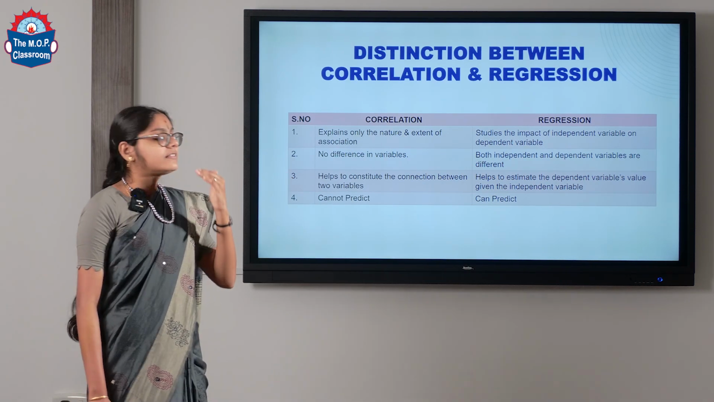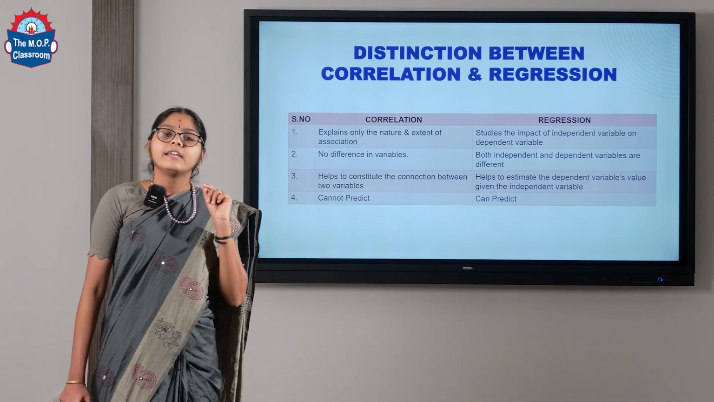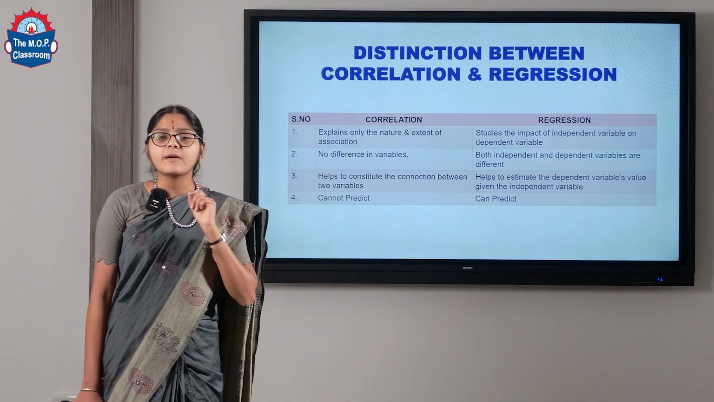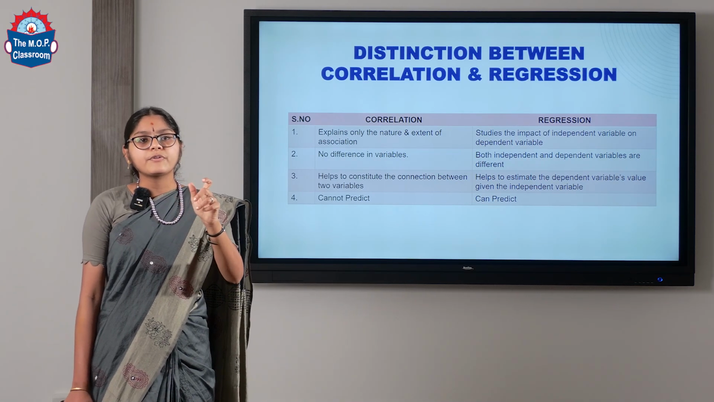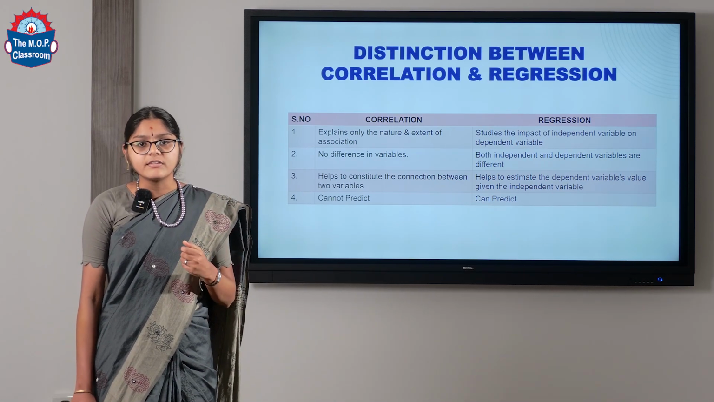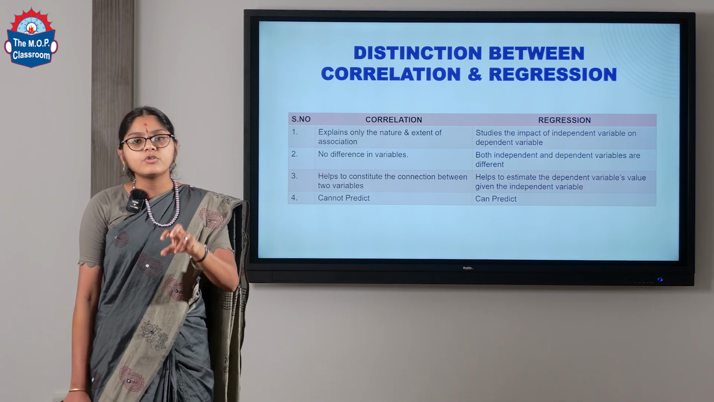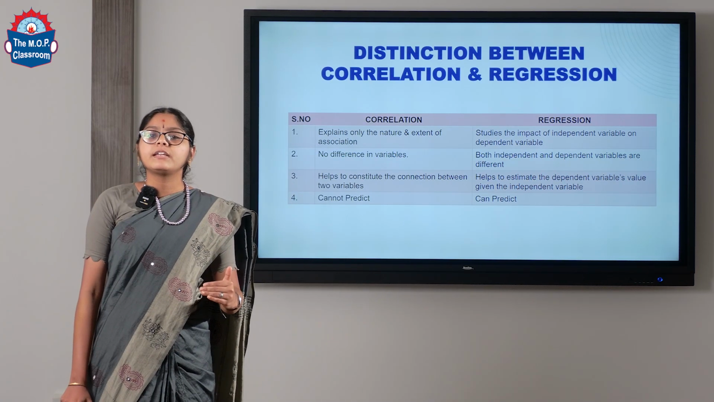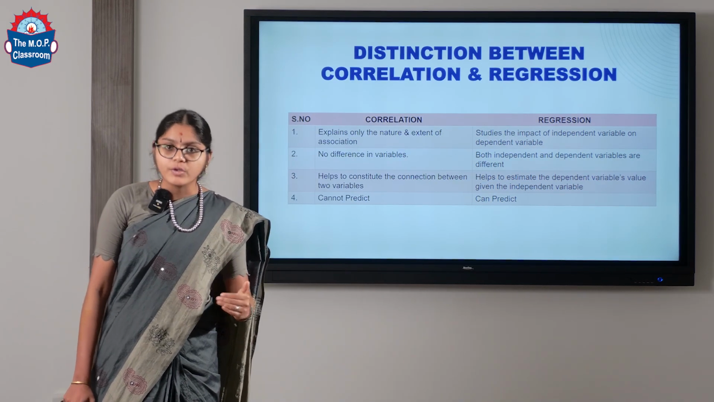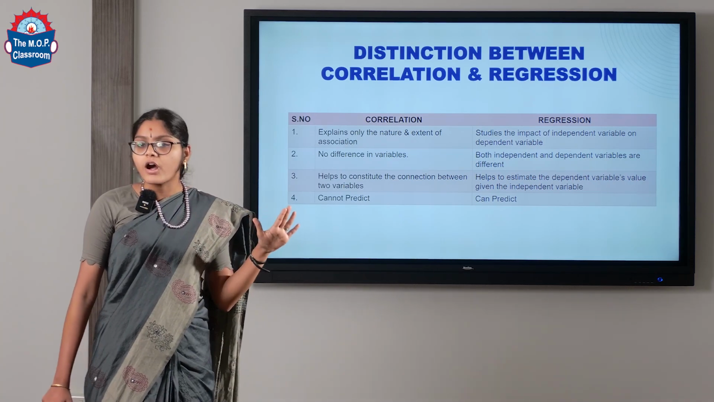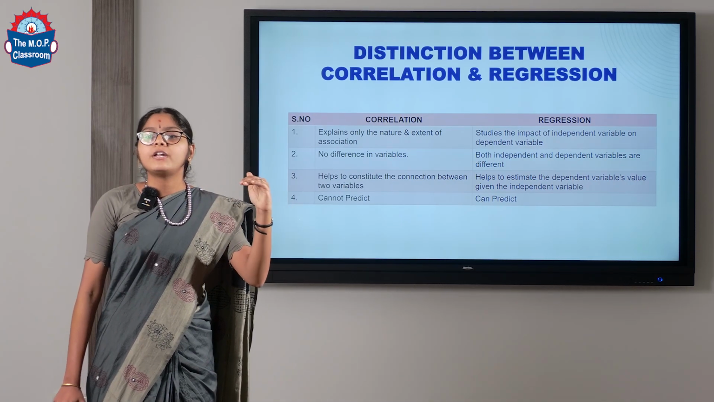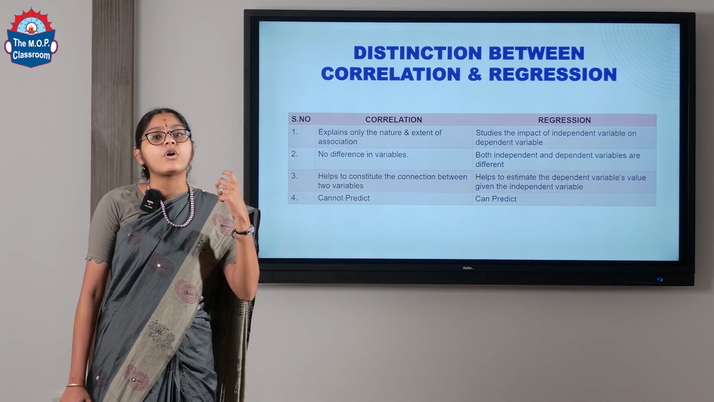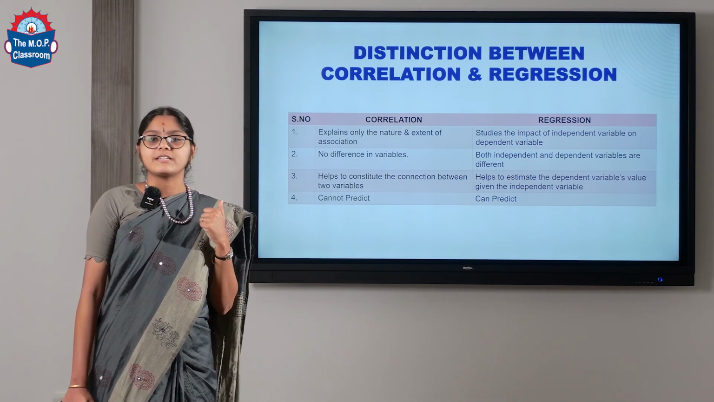Next, it helps to estimate the dependent variable's value given the independent variable. In regression analysis, once you know the income levels of the consumers, you will be able to find out their consumption. Let's say, for example, the income of a particular consumer is 1 lakh per month. You can substitute 1 lakh in the equation, and you will be able to arrive at the consumption level of the consumer. With the independent variable given, you can always find out the dependent variable's value in regression. But in correlation, you can't do so. You can just stop at the level of finding an association between the variables. After that, you cannot do mathematical operations or finalize the result.